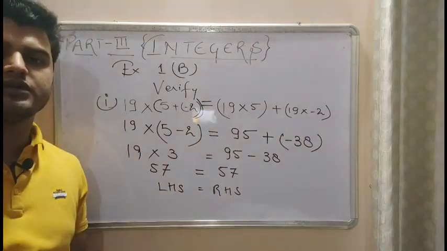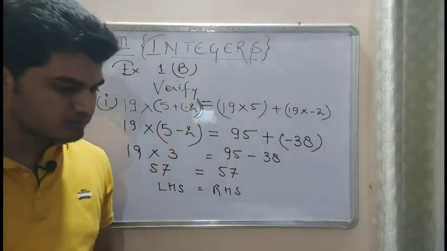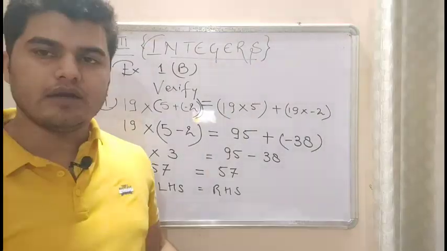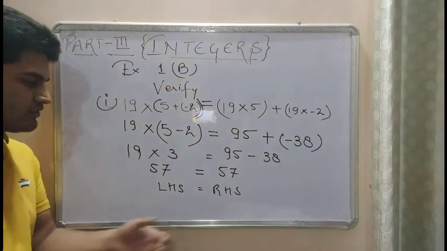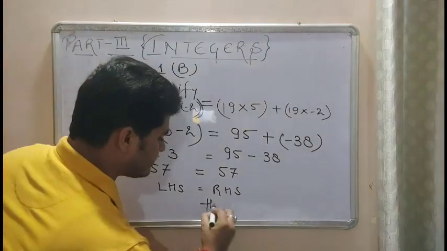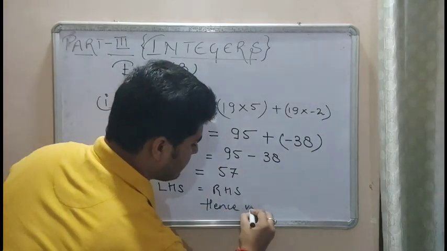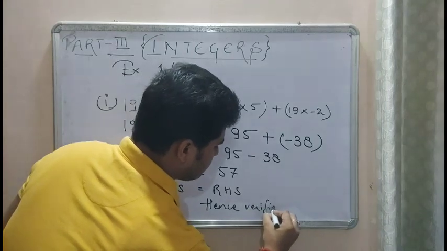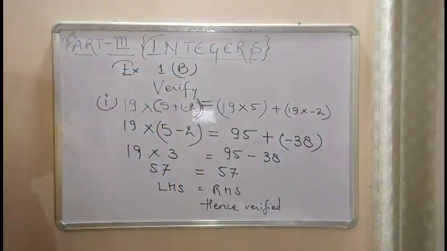LHS is equal to RHS. So it was the distributive law, but we had to just verify it. So we will write down that LHS is equal to RHS. Hence verified. It is enough to explain to the teacher.